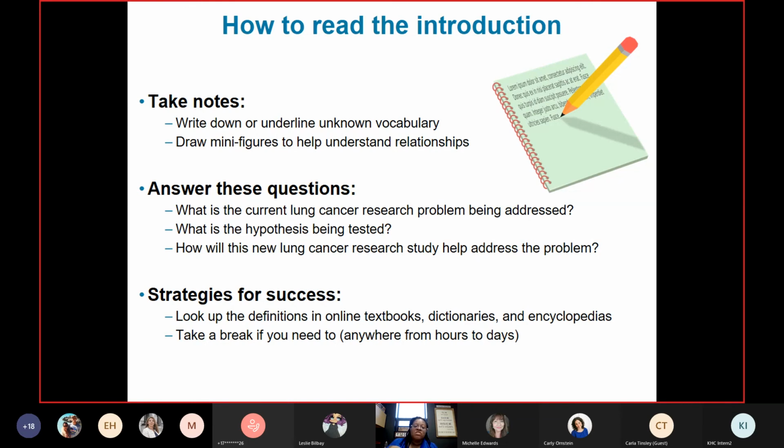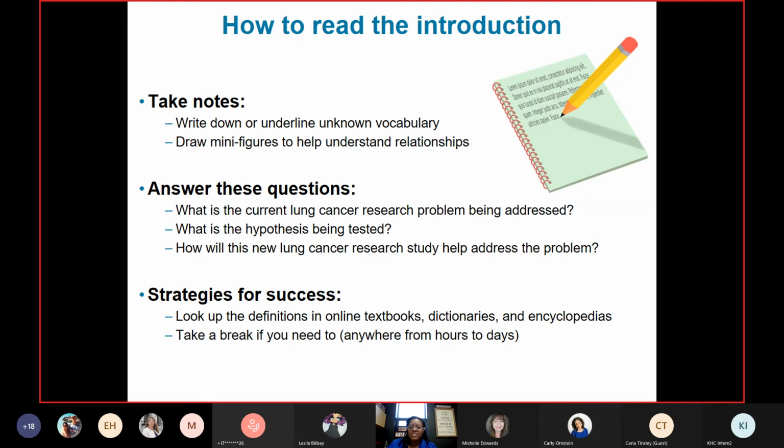Right? So, some tips for success as you're reading the introduction. You want to look up the definition in online textbooks. There's a ton of peer-reviewed free textbooks online now. You can go to Google Books, look at any type of lung cancer biology textbook, cancer biology textbook, dictionaries. I'm going to give you some of those in the toolkit, and also even online encyclopedias. There's genetic encyclopedias. There's all these things that you get information, particularly about lung cancer.